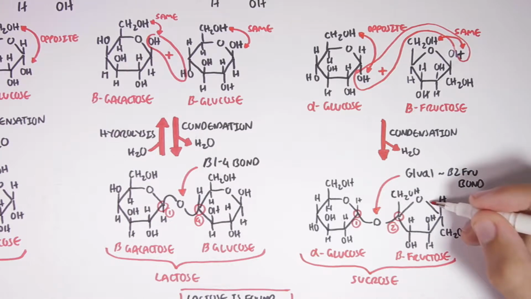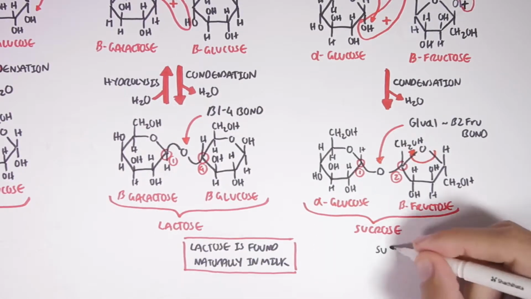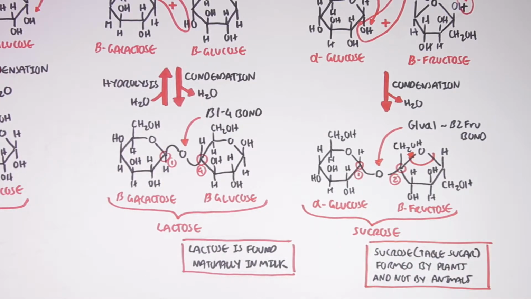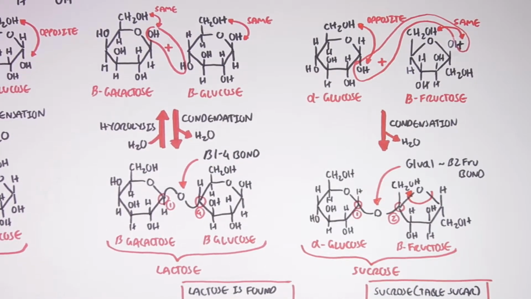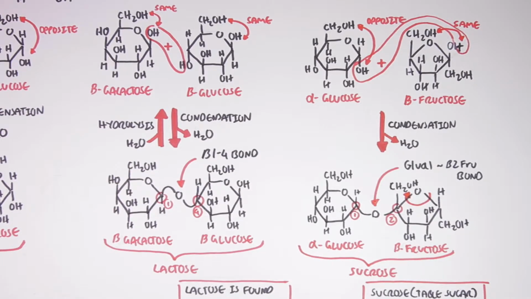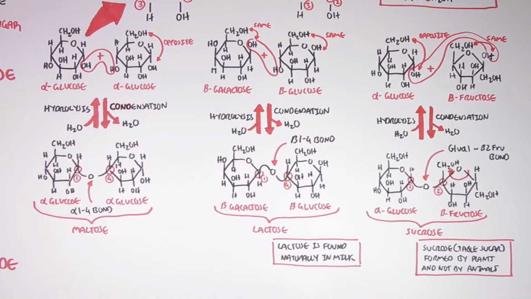So essentially, fructose flips over. Sucrose, as you all know, is table sugar and is formed by plants and not formed by animals. So humans cannot form sucrose. Sucrose is broken down through a hydrolysis reaction. So the disaccharides maltose, lactose, and sucrose are all good examples that we encounter in our normal diet.